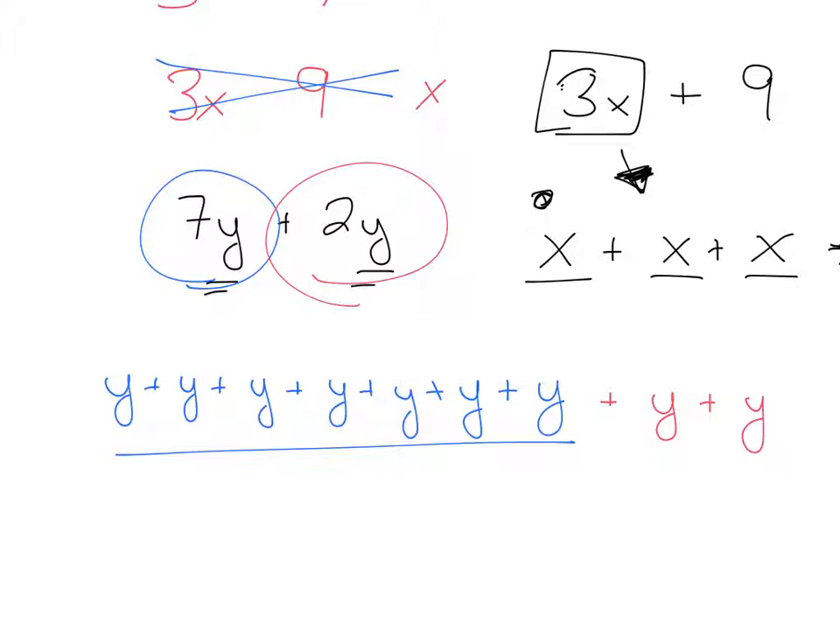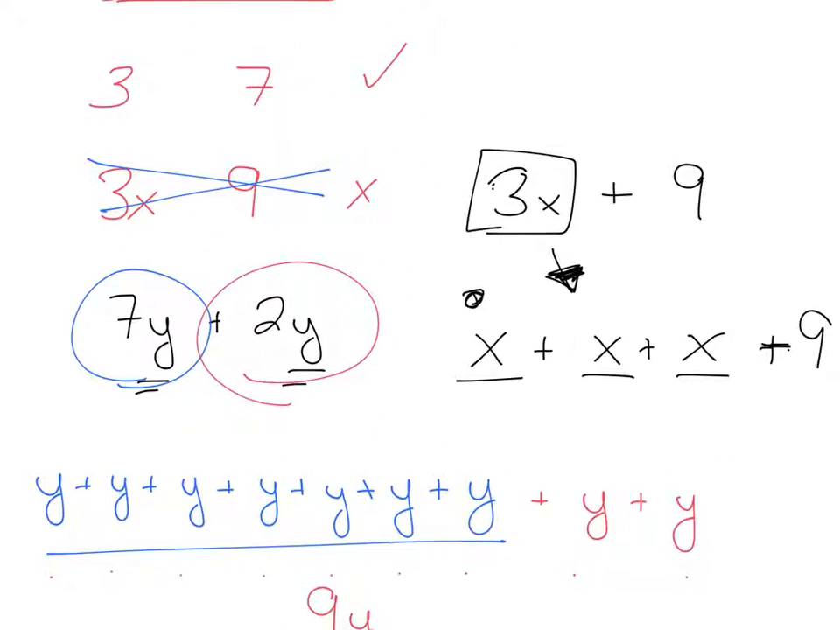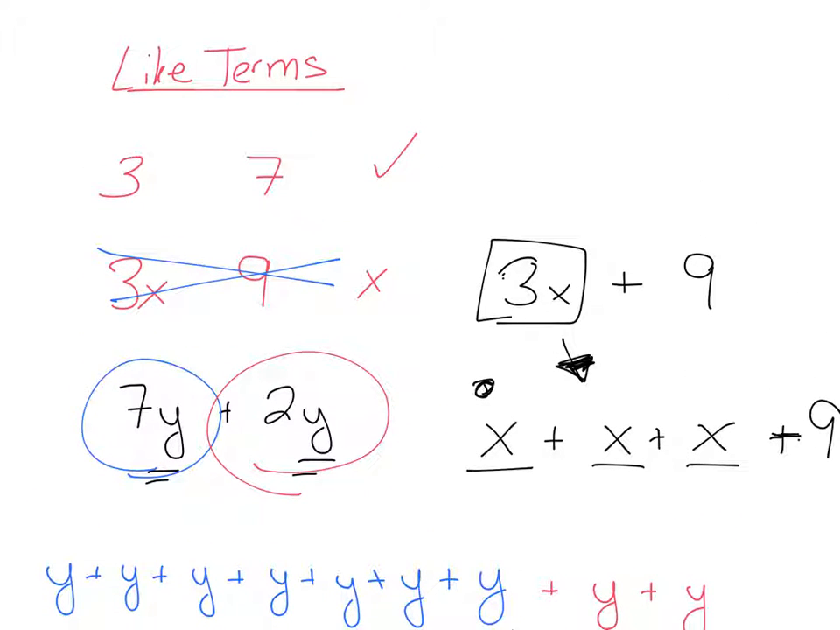Well, those are all y's, so it's like I'm adding up all of them together. So that would be a total of 1, 2, 3, 4, 5, 6, 7, 8, 9 y's. So those are like terms. Therefore, I can add those two things, the 7 y's and the 2 y's. Okay? So really, it kind of depends on what's at the end of your term. All right? Another example here, and this is a little bit more complicated.